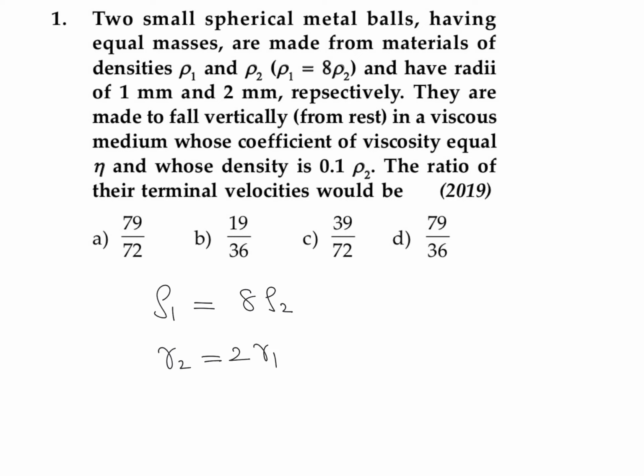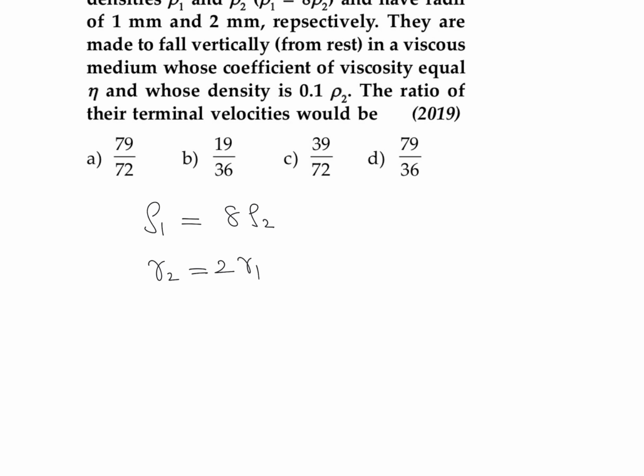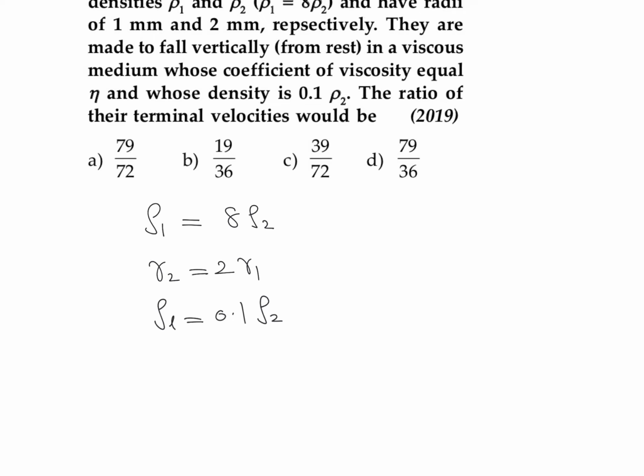They are made to fall vertically from rest in a viscous medium whose coefficient of viscosity is equal to eta and whose density is 0.1 times the density of the second. So we can write the density of the liquid is 0.1 times the density of the second one. The ratio of their terminal velocities is what we need to find.